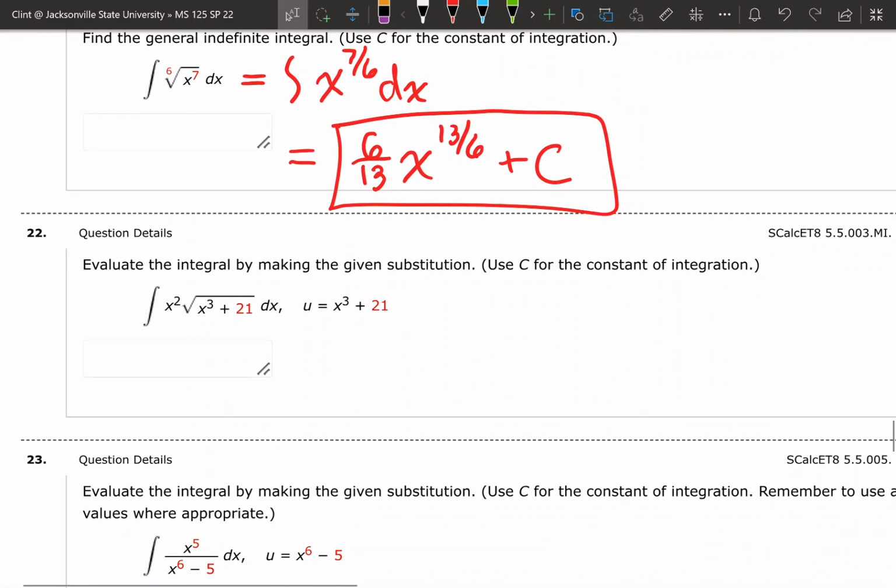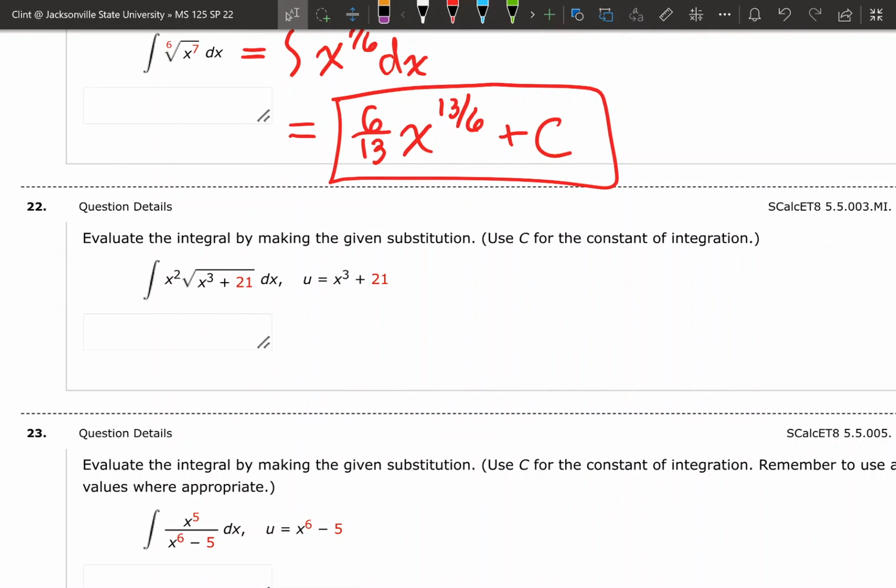All right, time for the arch nemesis now. Substitution. It tells us to use x cubed plus 21 for u. If we take the derivative to get du, that'll be 3x squared dx.